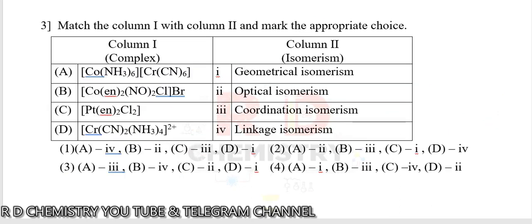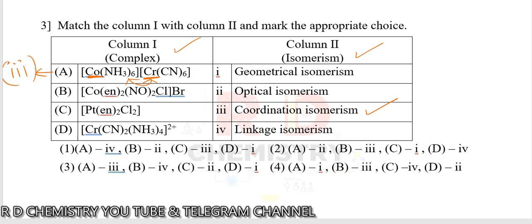Question number 3, match the following complex and isomerism. See the first complex, cobalt and chromium. There are two coordination entities. Remember, when there are two coordination entities containing two different metals and different types of ligand, it must be coordination isomerism. So that is Roman number 3.